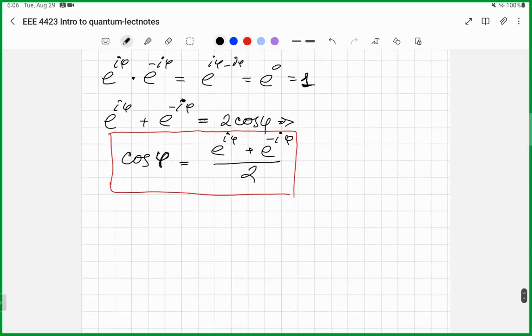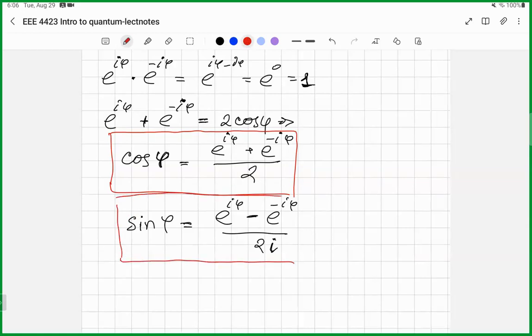And at the same time, if we take the subtraction, the minus here, we will get 2i sine function. So we get the final result: sine of any angle phi is equal to e to the power of i phi minus e to the power of minus i phi, over 2i. So again, we can represent any sinusoidal function as a composition of two exponential functions.